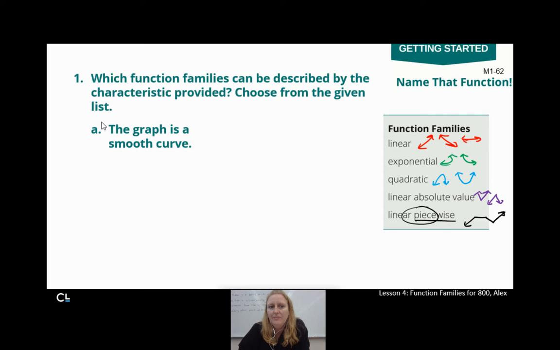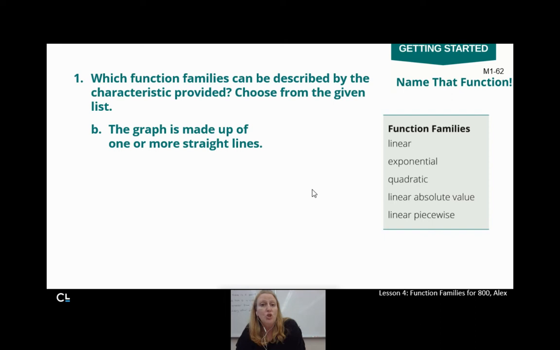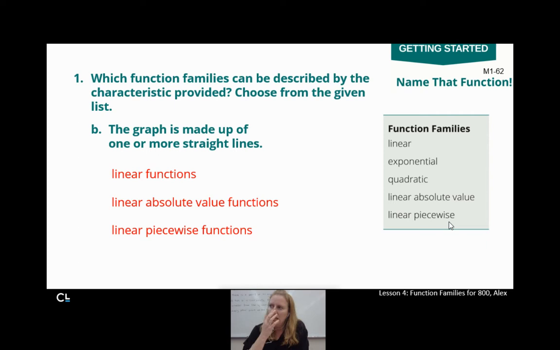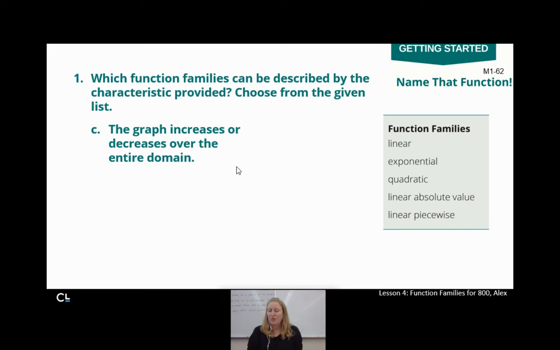Part A says the graph is a smooth curve. We want curves, not lines. If you look at what we did over here, our exponential and our quadratic function families have curves. Yes, they do. Part B says the graph is made up of one or more straight lines. If we're going for straight lines, we have linear, absolute value, and linear piecewise, which makes sense. They all had the word linear, so I guess they all were made up of straight lines. That feels fair. Part C: the graph increases or decreases over the entire domain. It does not do both. It can only do one or the other.